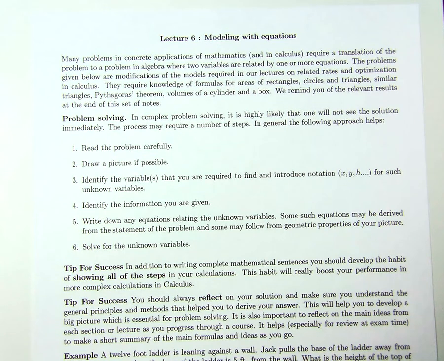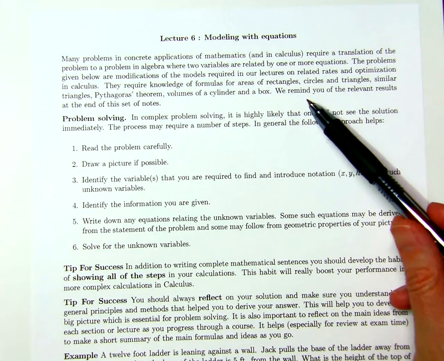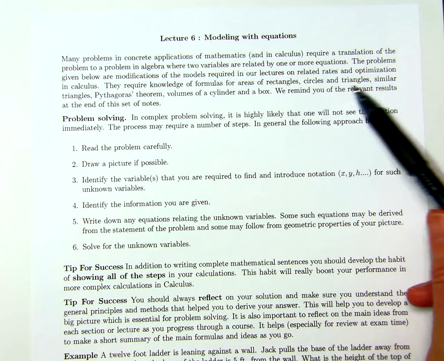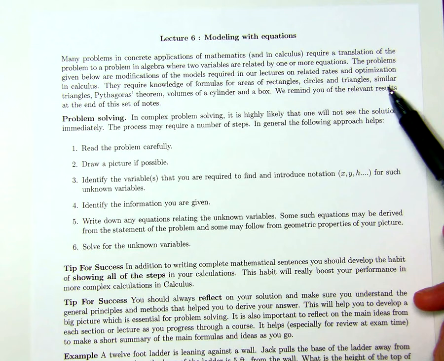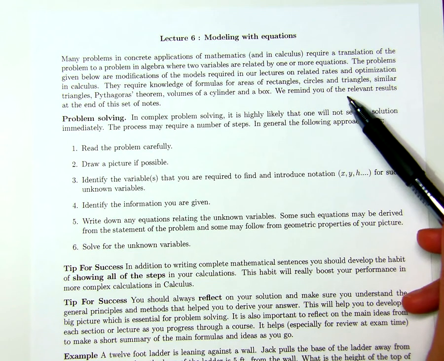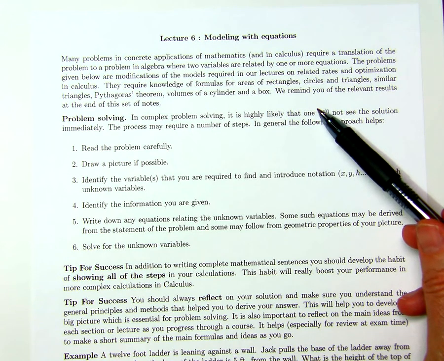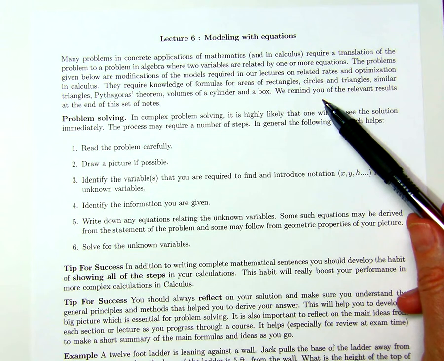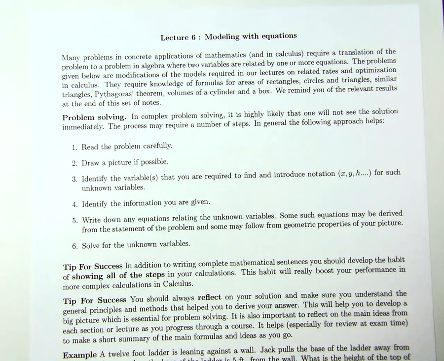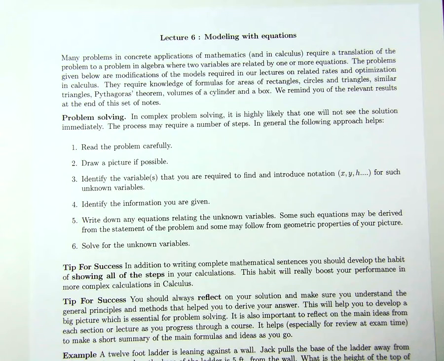And the background knowledge you need to solve many of these problems involves basic areas of geometric shapes, rectangles, circles, triangles. You also need to know how similar triangles are related, Pythagoras' theorem, and volumes of basic shapes such as cylinders and boxes. And we have a full list of these results at the end of this section, which you should look over.